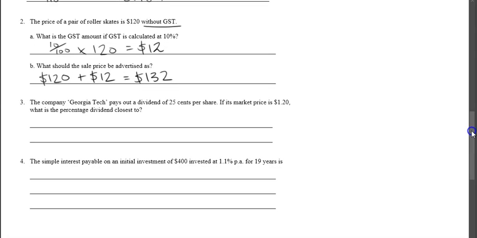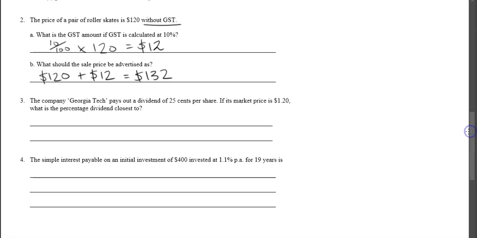Question 3, the company Georgia Tech pays out a dividend of 25 cents per share. If its market price is $1.20, what is the percentage dividend closest to? Now we're looking for a percentage in this case. And this percentage is 0.25, not 25, because we have to convert this in the form of dollars.